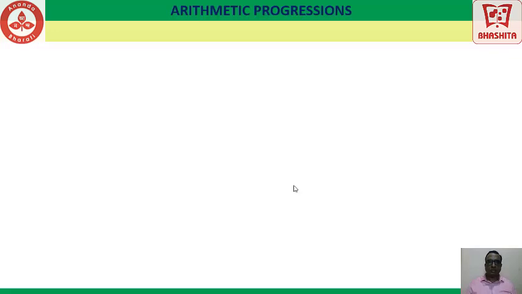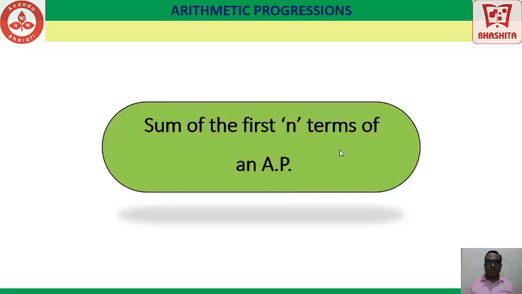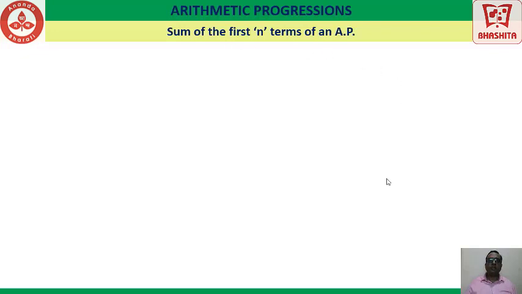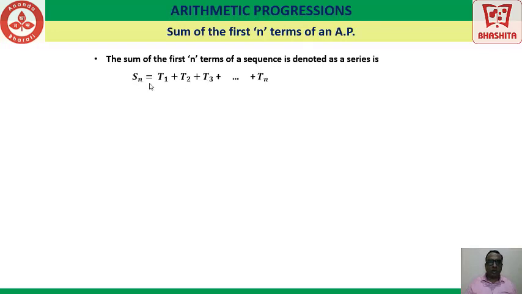Arithmetic progressions. Sum of the n terms of an arithmetic progression is what we will see now. The sum of n terms of an arithmetic progression. We use a symbol for sum of first n terms of any sequence as Sn equal to t1 plus t2 plus t3 so on up to tn.